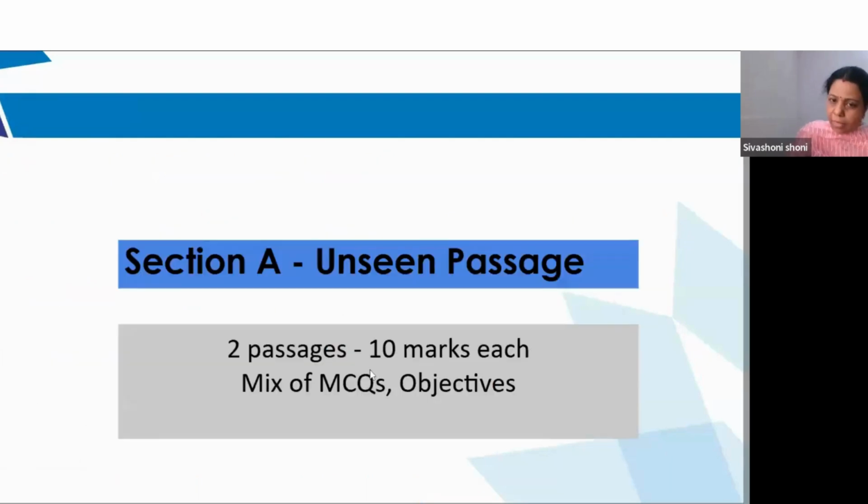So practice grammar, of course, it is all about practicing the number of worksheets.